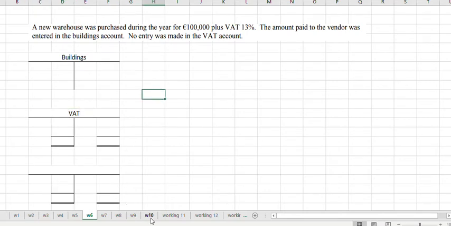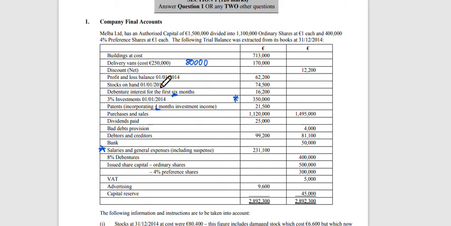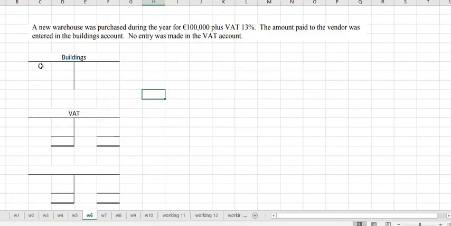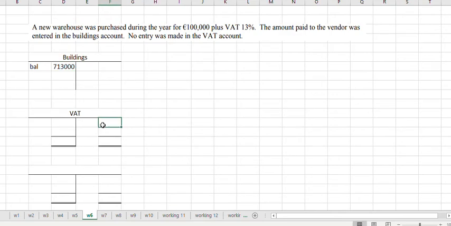So, our buildings figure, if we look at the trial balance, is 713,000, and our VAT figure is 5,000 on the credit side. So we put the balances in first. 713,000, and the VAT figure on the credit side was 5,000. You should be able to work out 100,000 plus 13% VAT is 13,000. Okay, we'll just write it anyway.